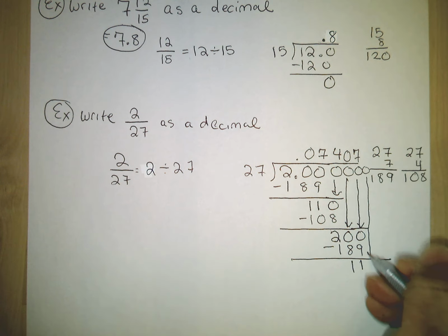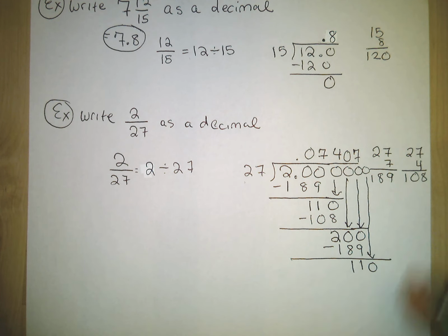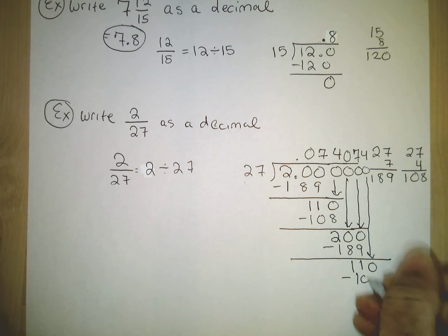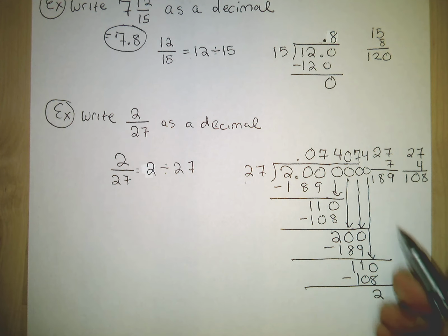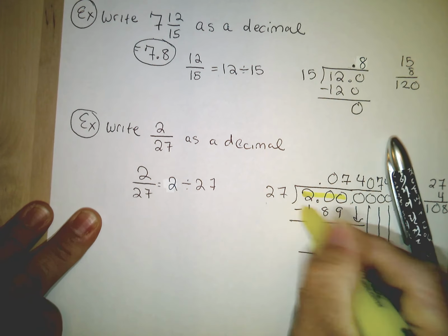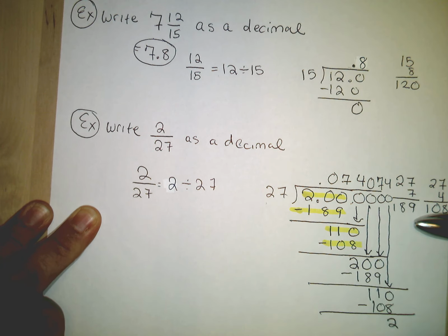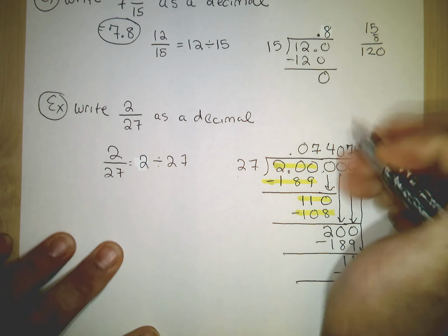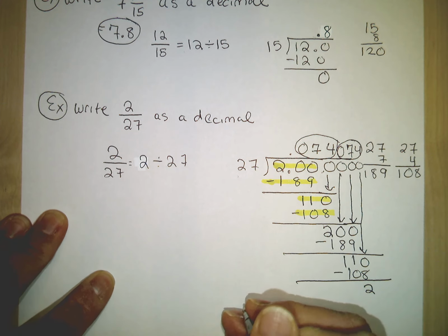Then we bring down another 0, and 27 goes into 110 4 times. So 27 times 4 is 108, and 110 minus 108 is 2. And you see the same pattern right here, 200 minus 189, 110 minus 108, will keep on continuing over and over again. So this part right here, 074, will keep on repeating.